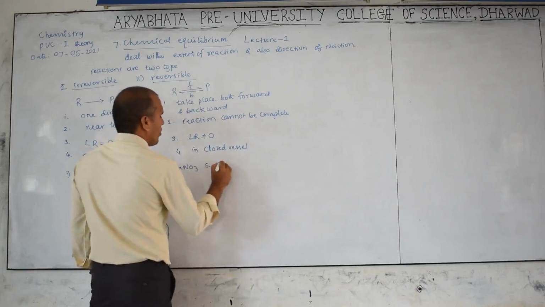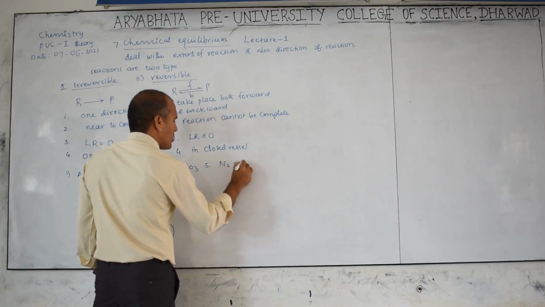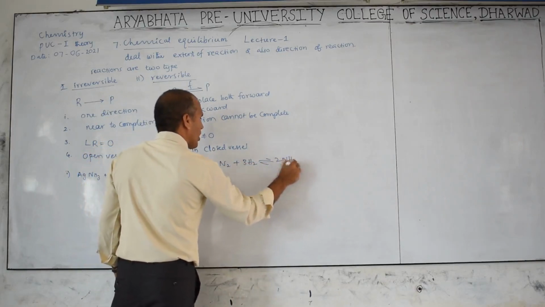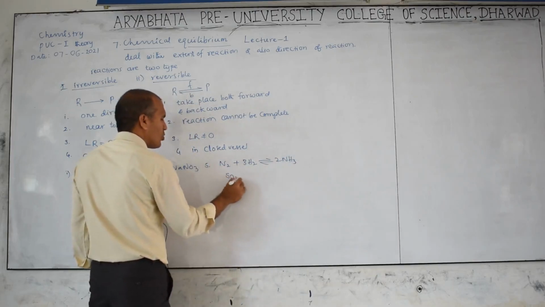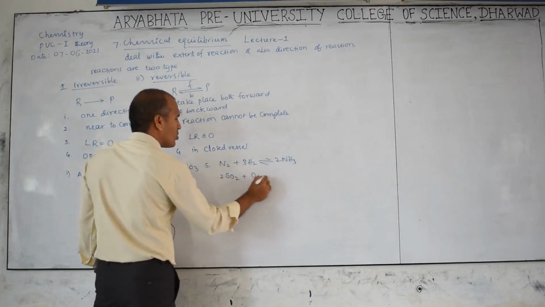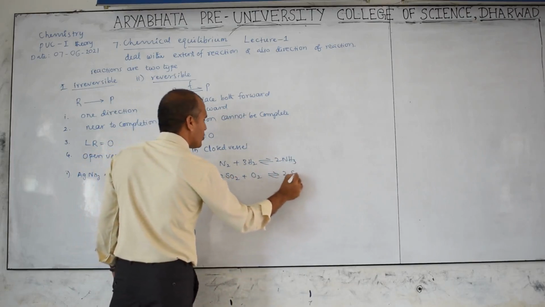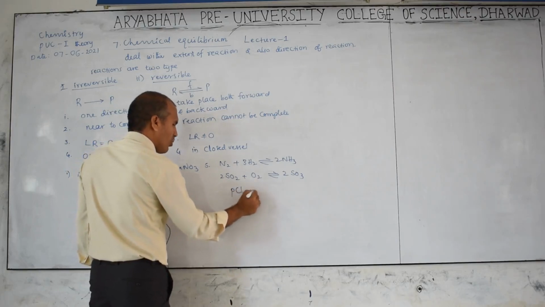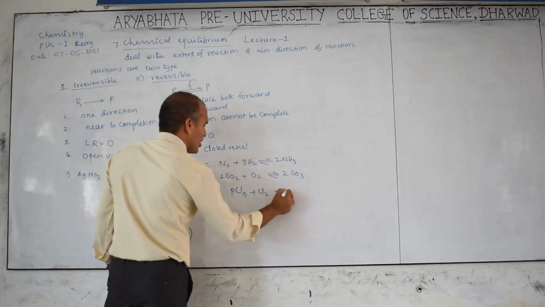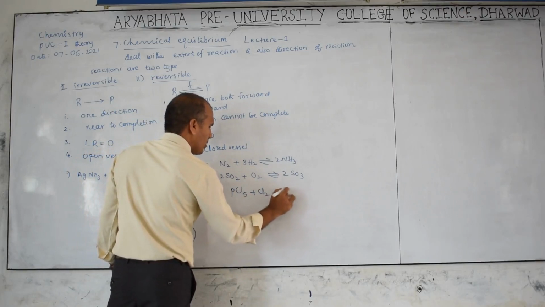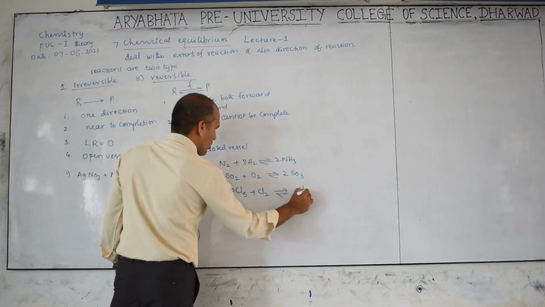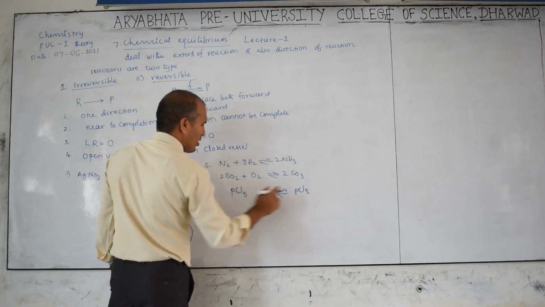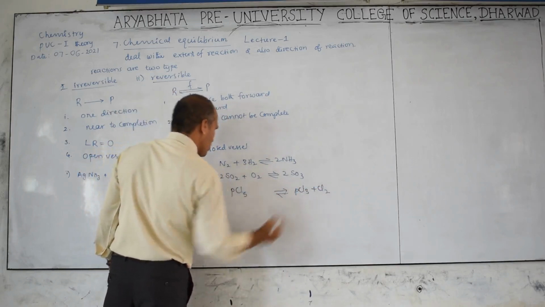Now one of the examples: nitrogen plus 3 moles of hydrogen gives rise to 2 moles of NH3. SO2 gas, that is 2 moles, plus O2 gives rise to 2SO3. Another example, PCl5 gives rise to PCl3 plus Cl2.